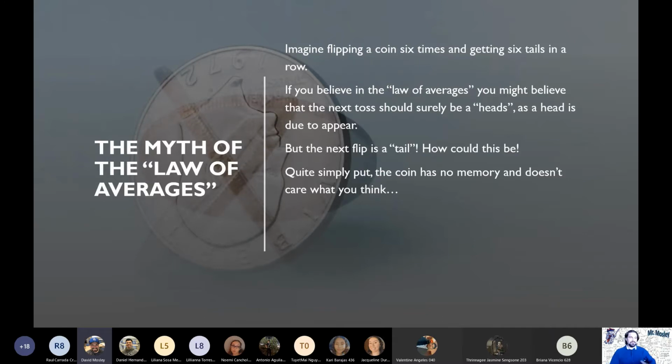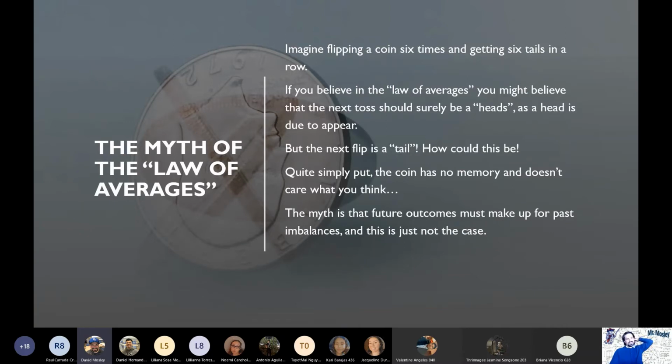The same thing happens with gambling, and this is what casinos count on. Someone believes that because they've seen a certain outcome so many times, a new outcome should happen, because based on the probability, the law of averages, I should win at this point. The machine, the cards, whatever, doesn't care. It has no idea what came previously. It's only going to do its job and produce another outcome. The myth is that future outcomes must make up for past imbalances, and this is just not the case. It's not how it works.